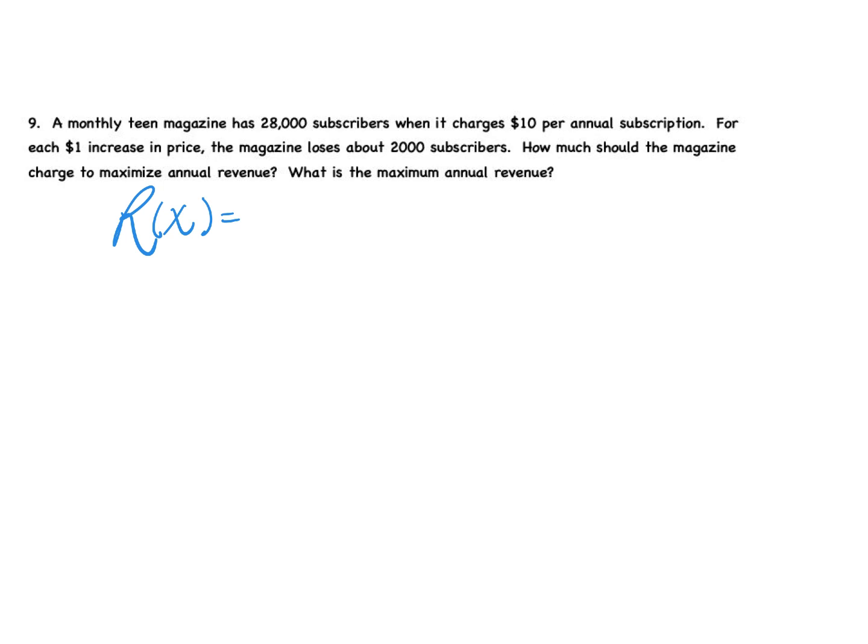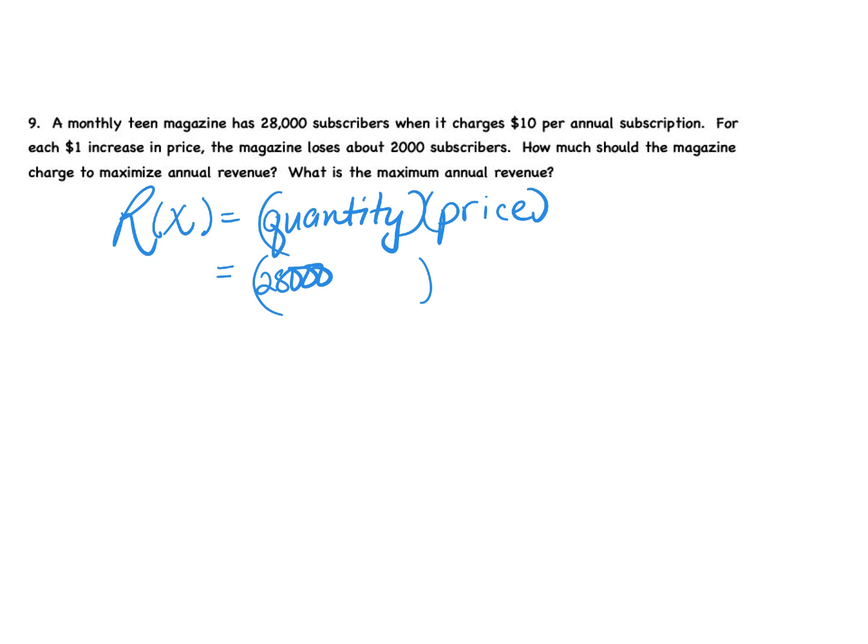So revenue, again, is equal to your quantity or your number of subscriptions times the price for each one. And so I'm going to think about, normally they have 28,000 subscribers at the cost of $10 each. I'd multiply those two values together and get that my revenue is normally $280,000. But if they change the price, for each increase in price, so 1x, where x is the number of price changes again, we've done these before, what happens to my quantity? The quantity will drop 2,000 for each price change.